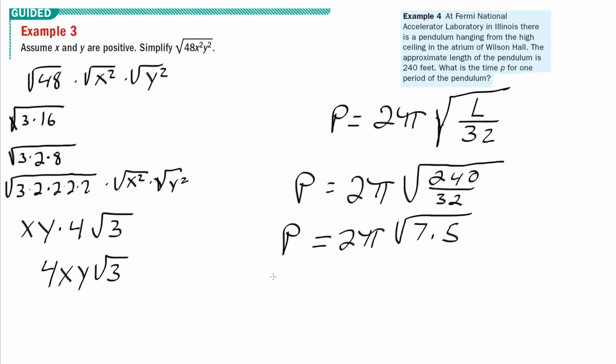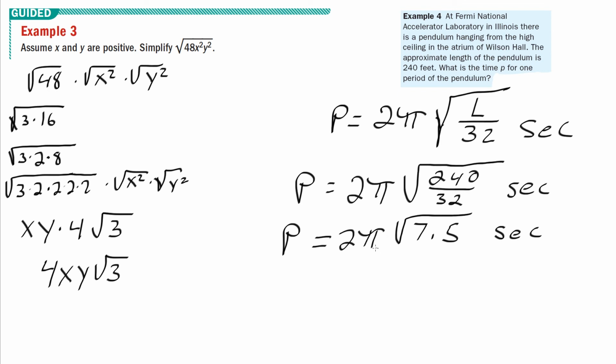If we want to know how many seconds, this is in seconds, that's not going to help us much. We have a couple of things that are not conducive to an exact answer, which is the square root of 7.5, and also pi is an irrational number. So we're stuck with this if we're asked for an exact answer.